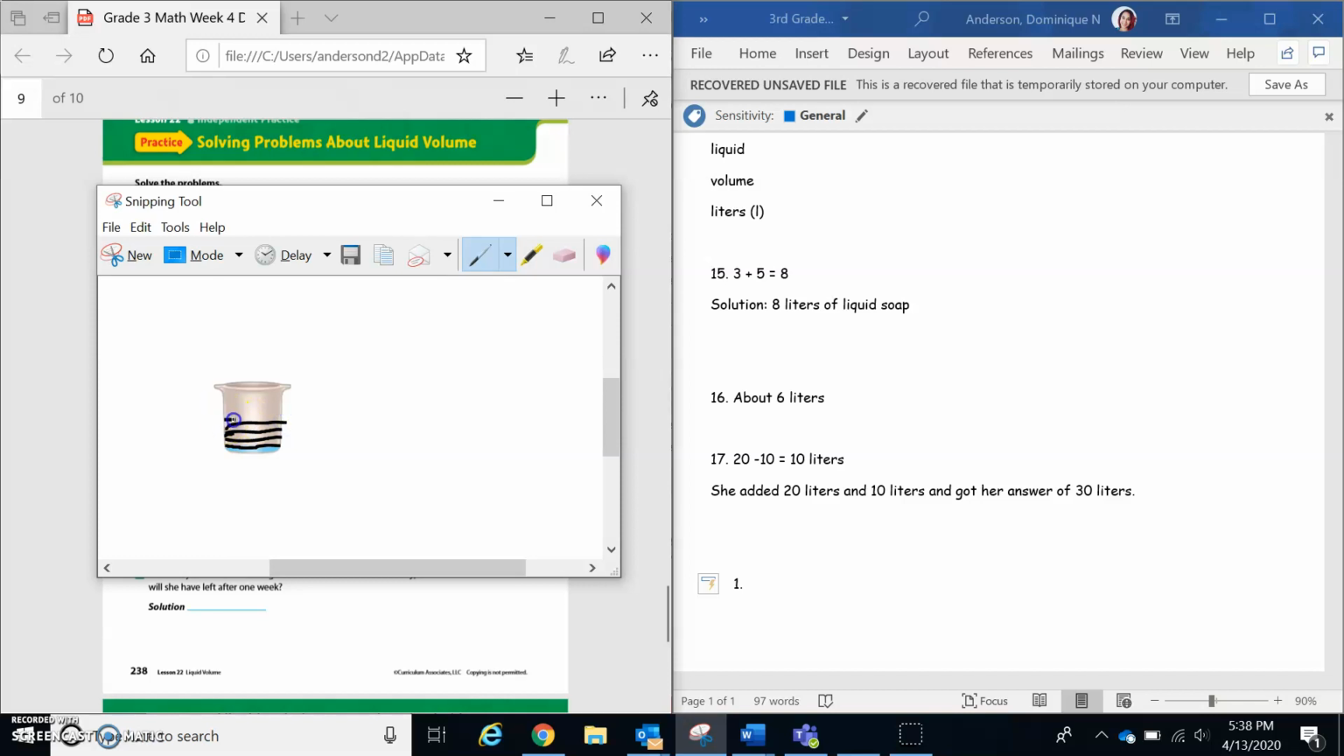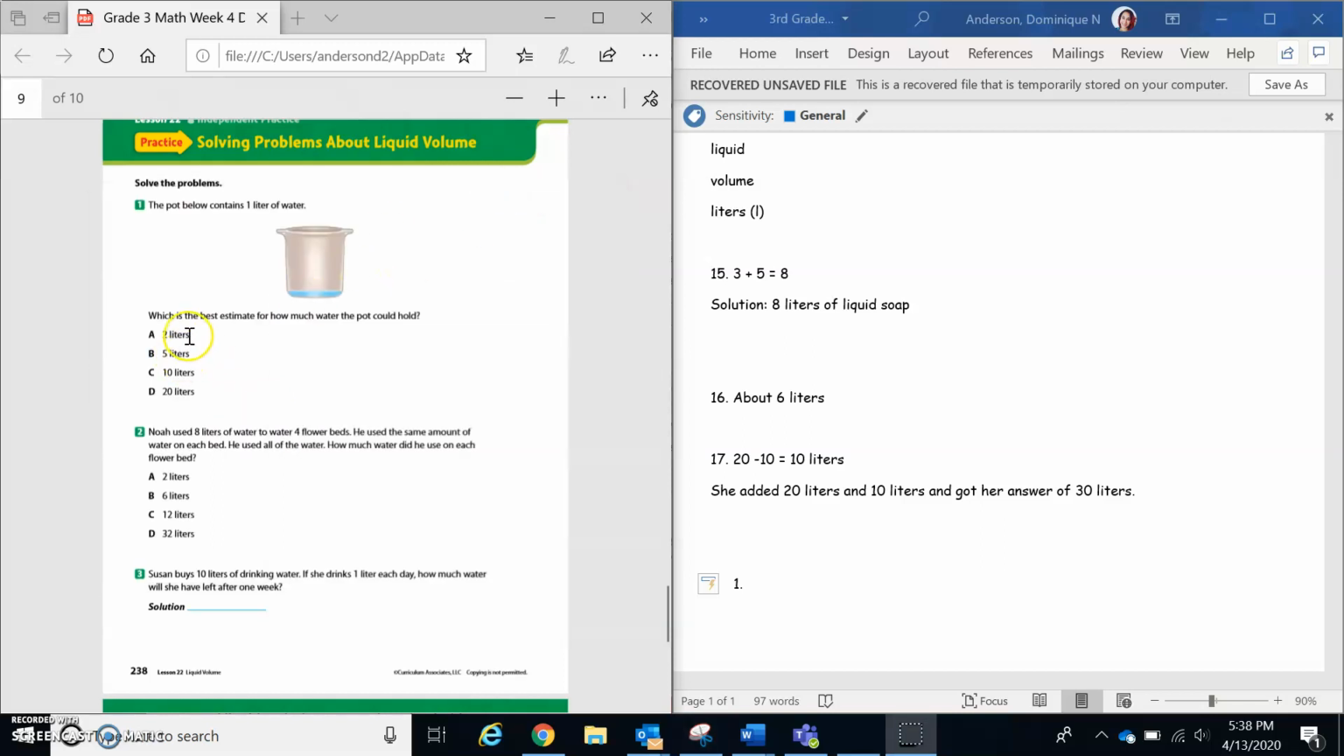Four. Oops, five. I know this is not exactly straight, but six, seven, eight. So if I count these, I have 1, 2, 3, 4, 5, 6, 7, 8. I got 8 liters here.